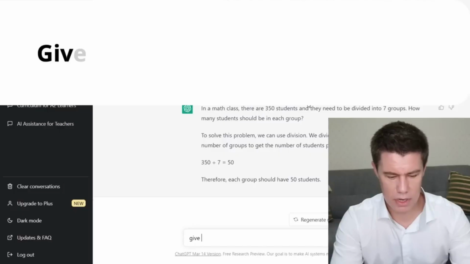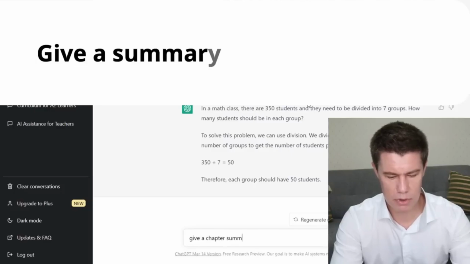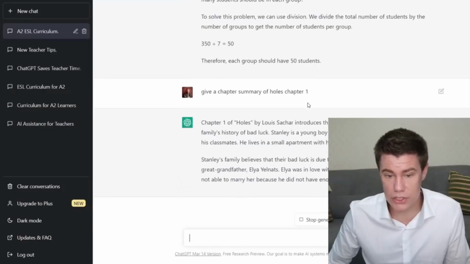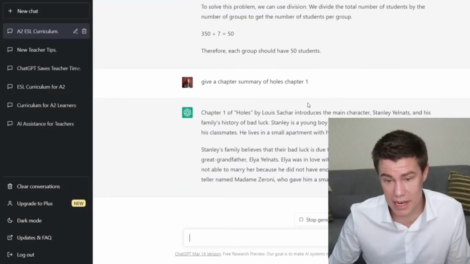If you need a choice board for an art activity, boom, done. Furthermore, AI will generate differentiated rubrics for assignments, customized expectations, and levels of challenge. ChatGPT can also create chapter summaries for kids. Give a chapter summary of Holes, Chapter 1. Chapter 1 of Holes by Louis Sachar introduces the main character Stanley Yelnuts.